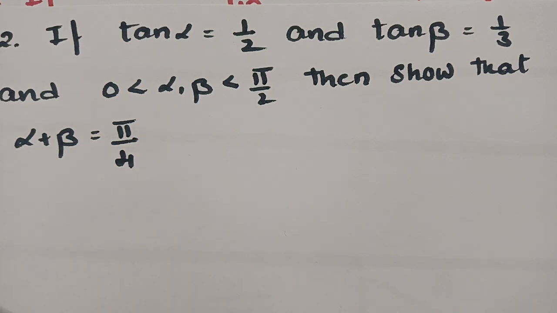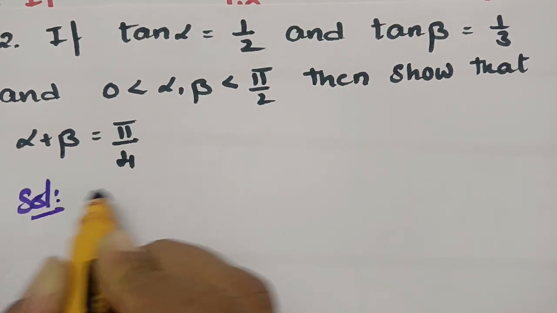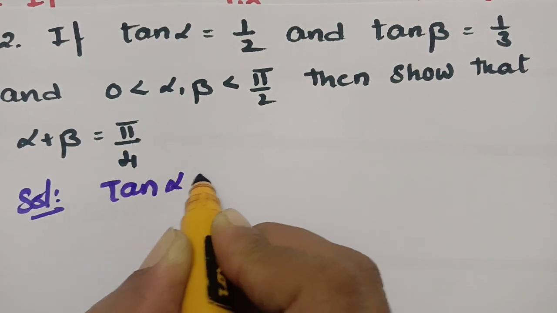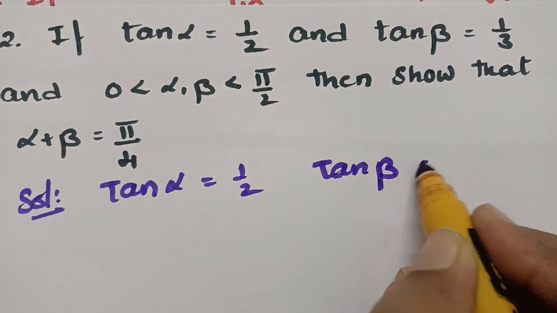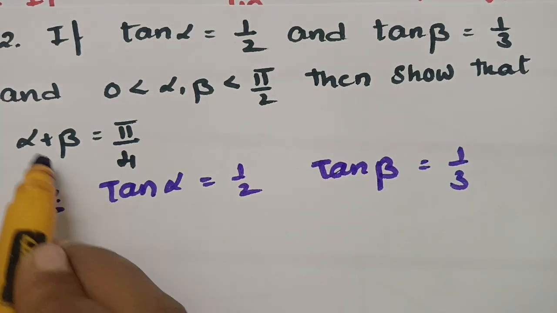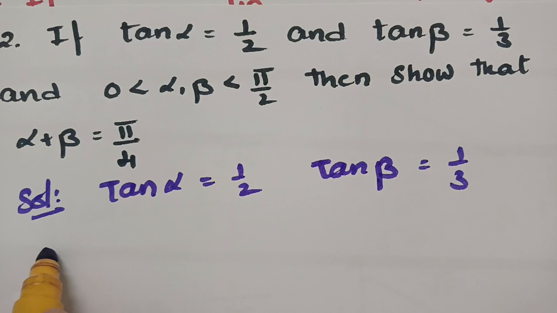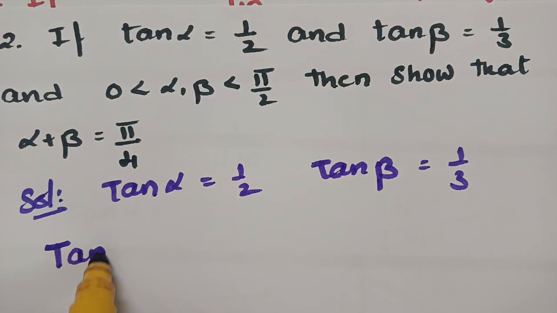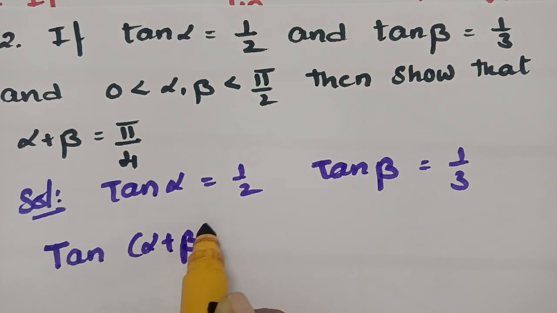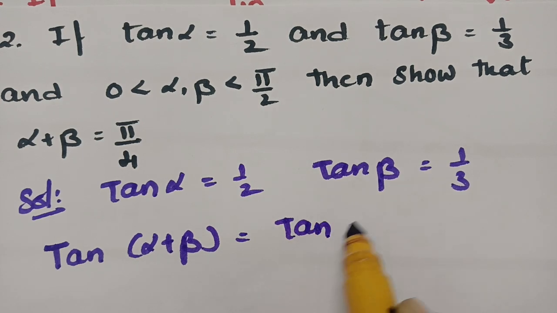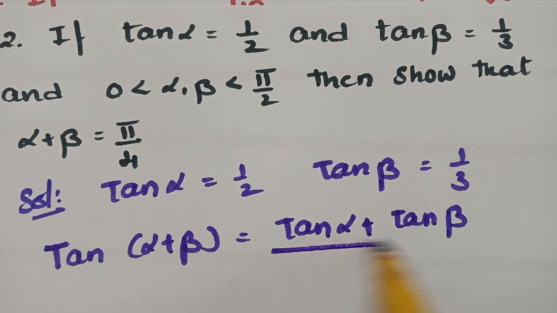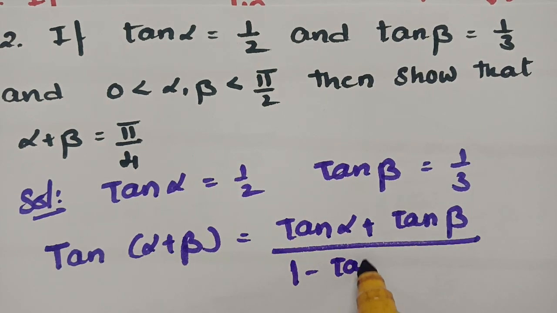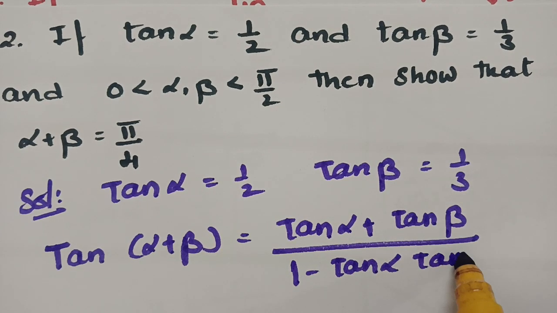So tan alpha value is given as 1 by 2 and tan beta value is given as 1 by 3. So alpha plus beta value we have to show. So for that, tan of alpha plus beta is equal to tan alpha plus tan beta by 1 minus tan alpha into tan beta.